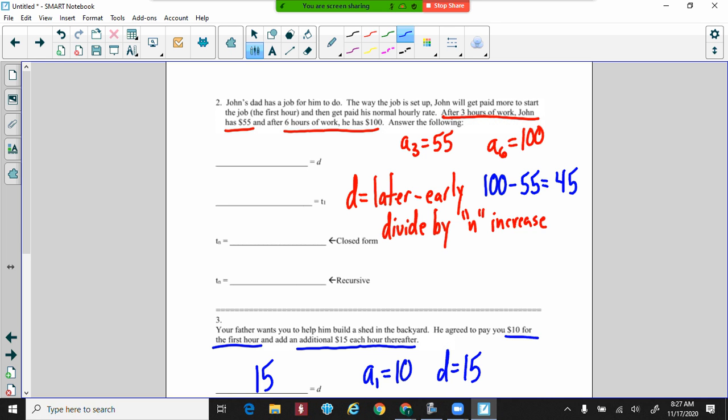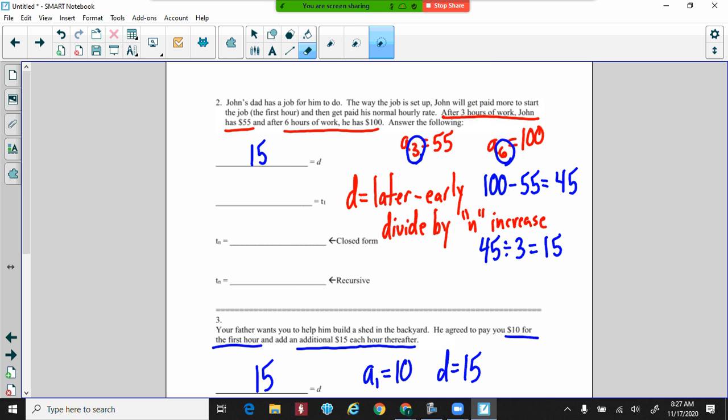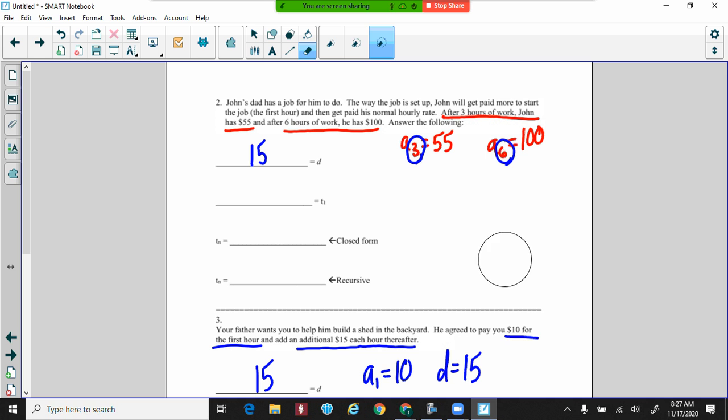Then it says you're going to divide by the n increase. What that means is you're on the third term, now you're on the sixth term. So that means you increased by 3, which means you're going to divide by 3. So my common difference is 15. There we go. Now, with that being said, I got to erase a little bit, so you might have to back up in the video so you can see this again.